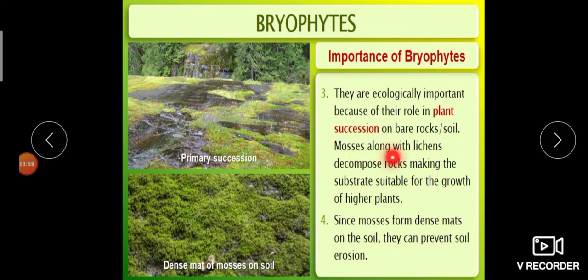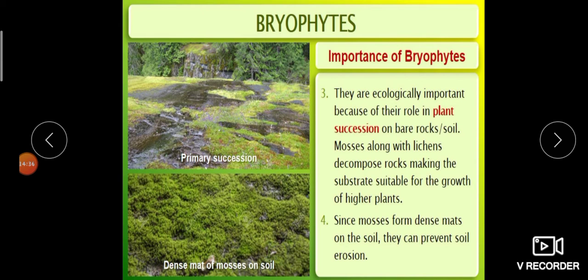These mosses plus lichens decompose and make the substrate suitable for the growth of higher plants. Once there are mosses and lichens, they grow together on the rock, and some chemicals secreted from these mosses and lichens may decompose the rock, and the rock will become soil. So this soil provides a suitable substrate for the growth and development of higher plants.